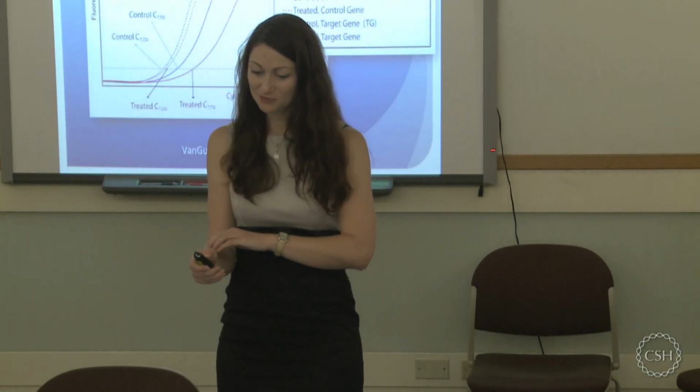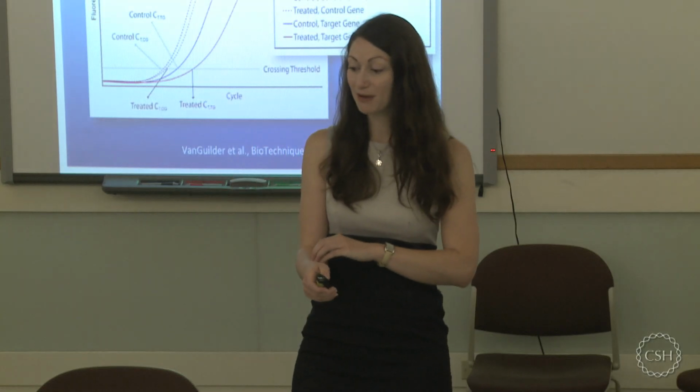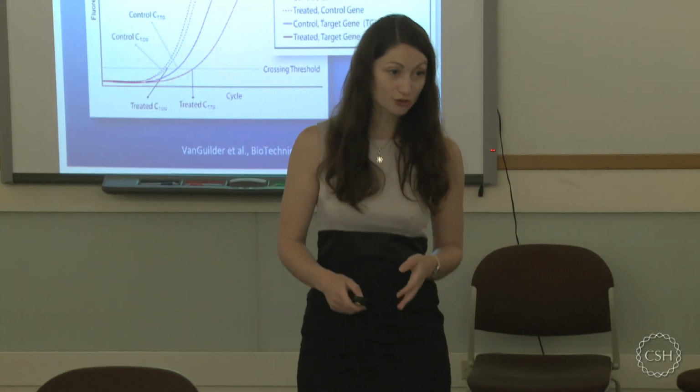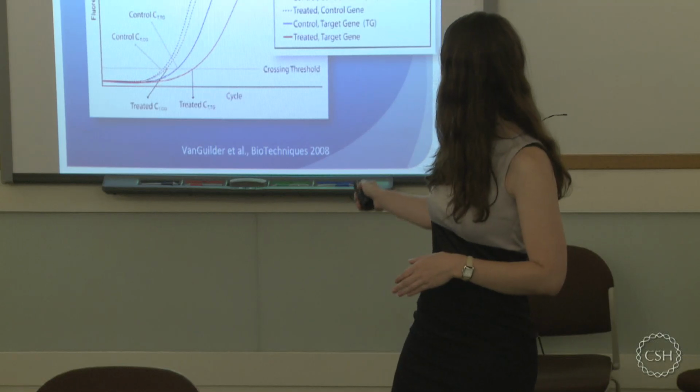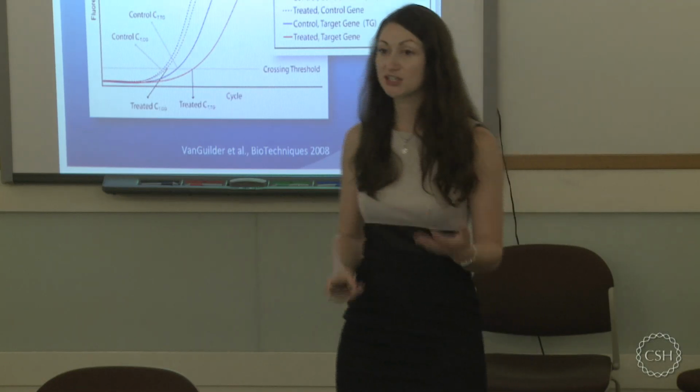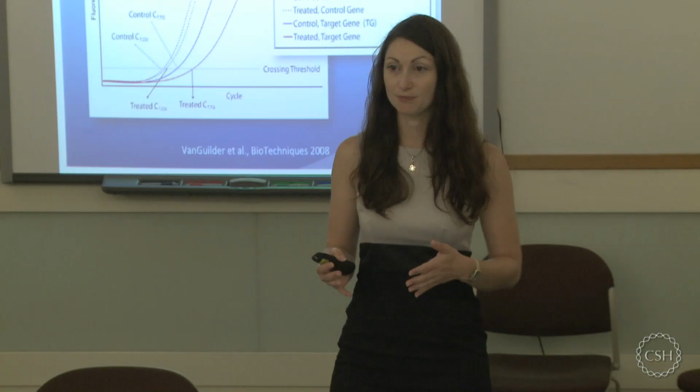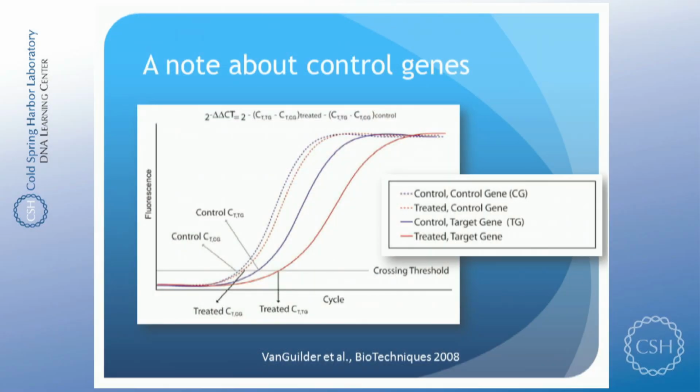Sure. Now the last thing I want to talk about is housekeeping genes or control genes. In this example, as you can see, both control genes, both in the untreated and the treated case, are pretty much the same. And that's what you would like to have. Now, how do I choose which is a good control gene and which is not a good control gene?